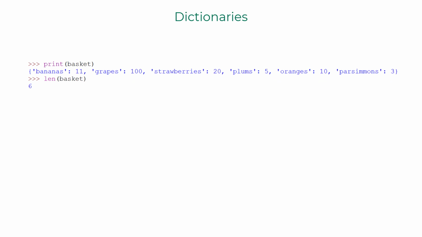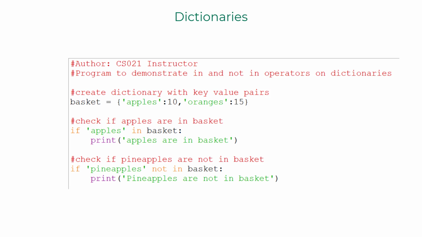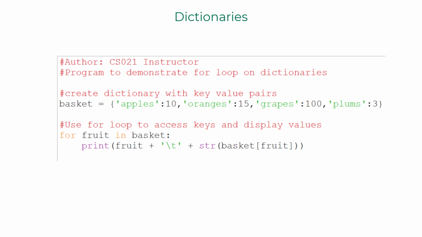The len function gives the number of key value pairs you have in your dictionary. The in and not in operators can be used for determining the existence of a key in the dictionary. If you use a for loop on a dictionary, the iterator variable automatically fetches a key.